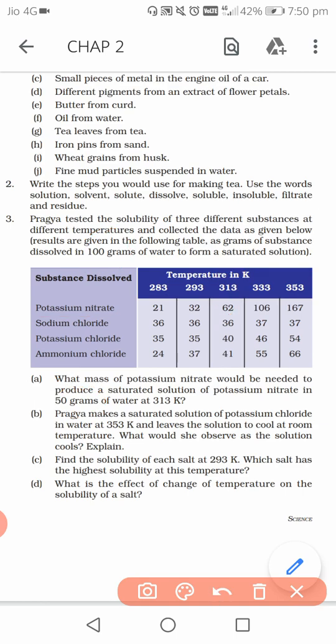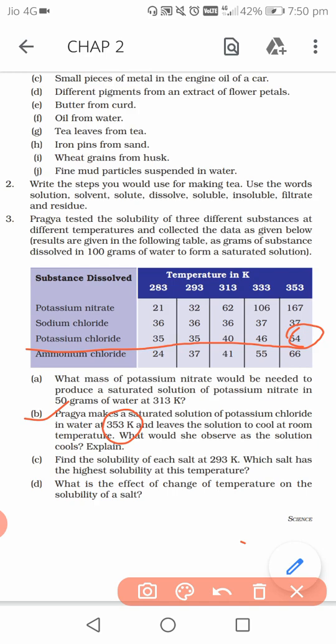Then number B. Pragya makes a saturated solution of potassium chloride in water at 353 Kelvin, and leaves the solution to cool at room temperature. What would she observe in the solution as it cools? Okay, 353, right? What is she taking? Potassium chloride. All right. So potassium chloride at 353 is 54 gram, right? That means in 100 gram of water, how much potassium chloride can be dissolved?